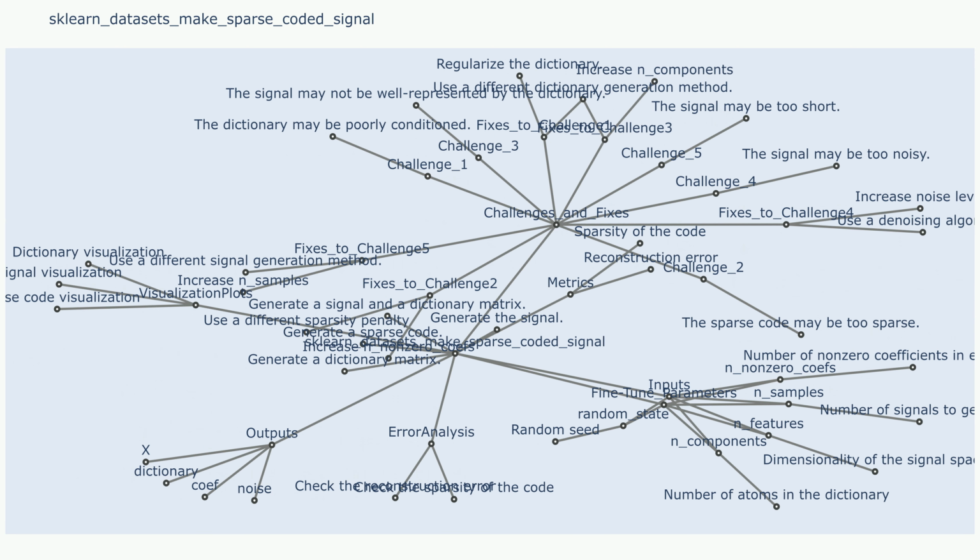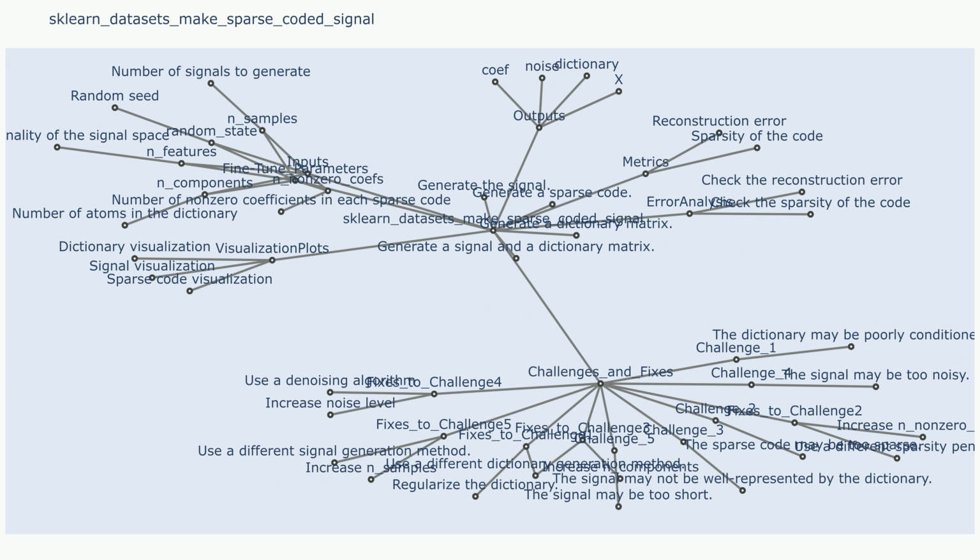Inputs: n_samples, the number of signals to generate. n_components, the number of dictionary elements. n_features, the number of features in each signal. n_nonzero_coefs, the number of non-zero coefficients in the sparse code for each signal. random_state, the seed for the random number generator.